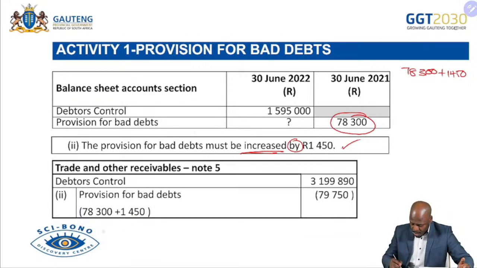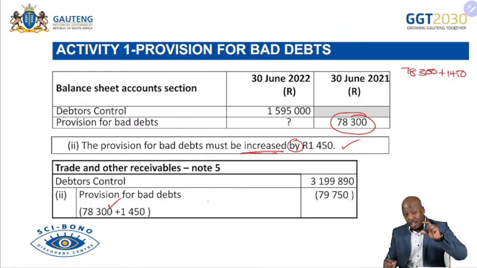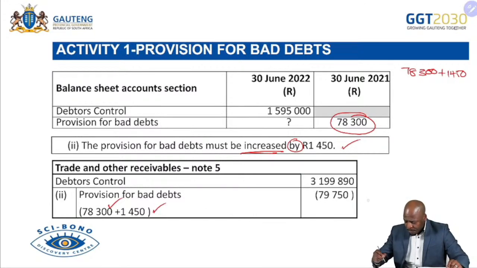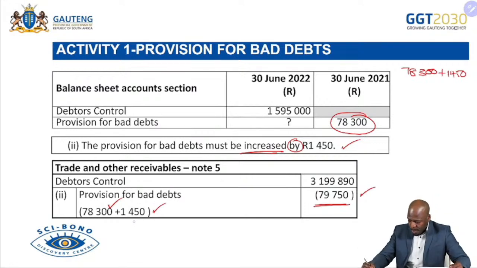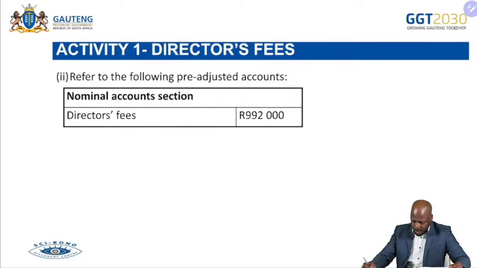Once you add that, remember we are adjusting it now in the statement of financial position. When you come here, it is under your trade and other receivables. So you take your 78.3, which is the previous year. Now we are adjusting on that by increasing it by 1,450. And then you end up with 79,750. Remember, it's an increase, hence we're adding it. If it was a decrease, we would subtract it. Let us continue now and see the next adjustment.